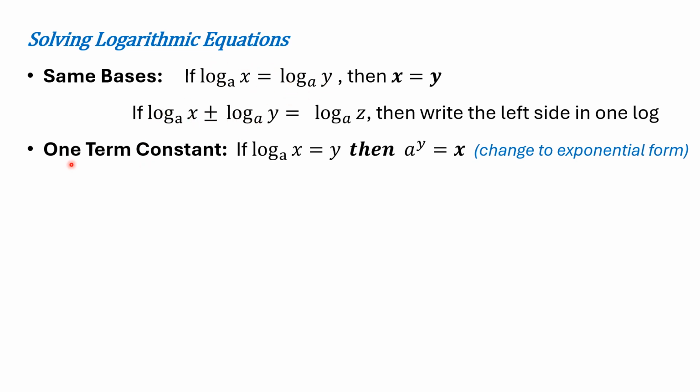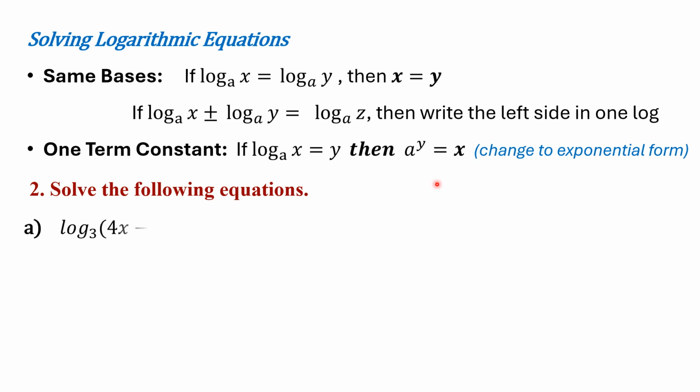And then the other case, if one term is a constant, for example, I have log of x with the base a is equal to y, and y is a constant here, and you're looking for x, all you have to do is change this log into exponential form, which is a to the y is equal to x. So you can get the unknown variable x. So let us try to solve examples of this logarithmic equation.